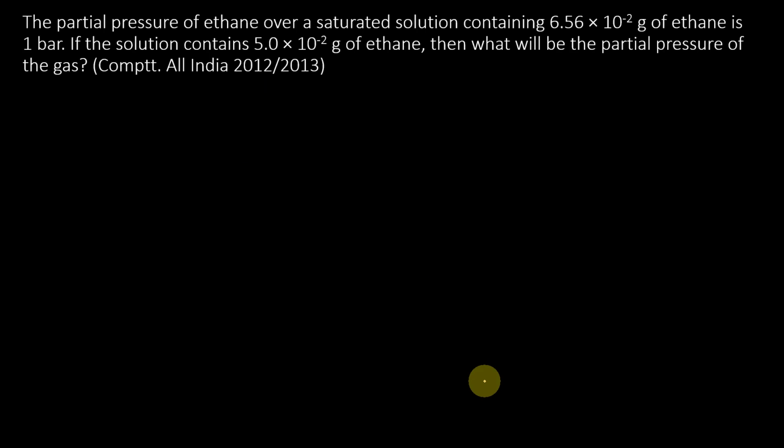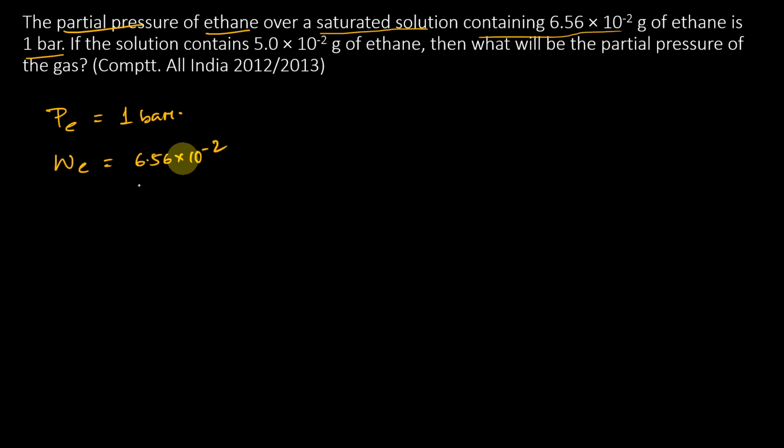Okay. Next question. The partial pressure of ethane over a saturated solution containing 6.56 into 10 to the power minus 2 gram of ethane is 1 bar. So the partial pressure of ethane is how much? It is 1 bar. And the saturated solution contains how much gram of ethane? It is 6.56 into 10 to the power minus 2, right?